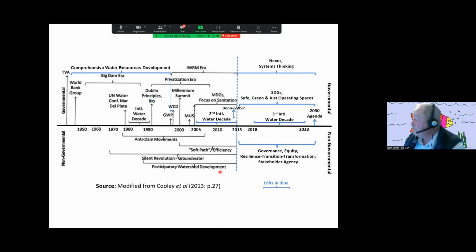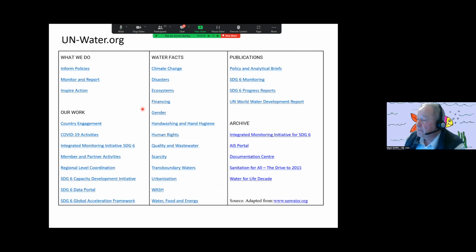UN-Water is a coordinating organization mandated by the General Assembly, I believe, to coordinate all the different UN groups that were involved with water. There was a lot of duplication of effort, and these are all the links. You can go to this website, and there's a lot you can get from there. It's relatively young, so it's going through a learning curve, but a pretty quick one.